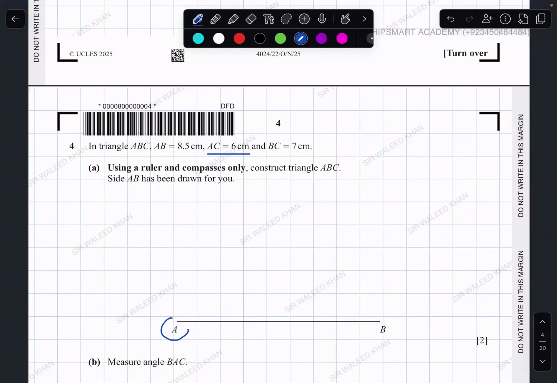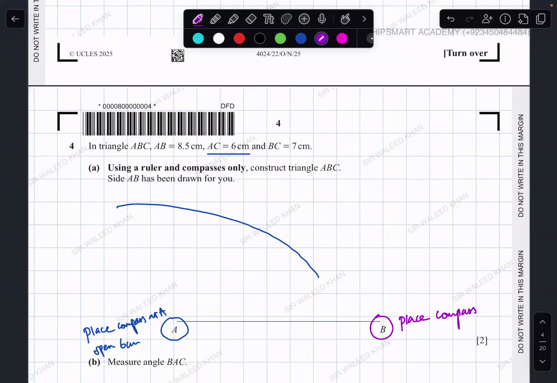So you place your compass at A. Place compass at A. Open it 6 centimeters and draw an arc. And draw an extensive arc like this, right? Then for B, you place your compass at B. Open your compass 7 centimeters and draw another arc. So it might be something like this, right? Okay, because I don't have access to the compass right now. So it should be this much. This will be 6 centimeters, this will be 7 centimeters, like this. And this is the point C, constructed.